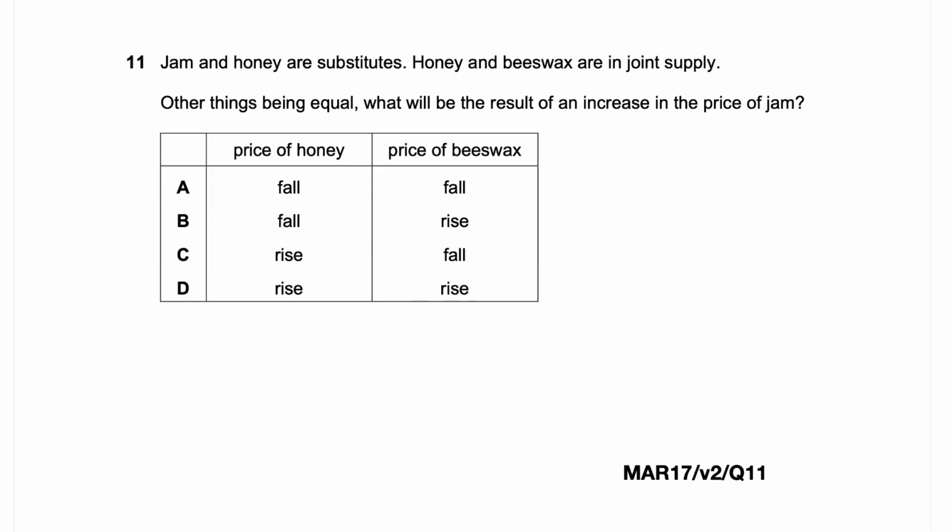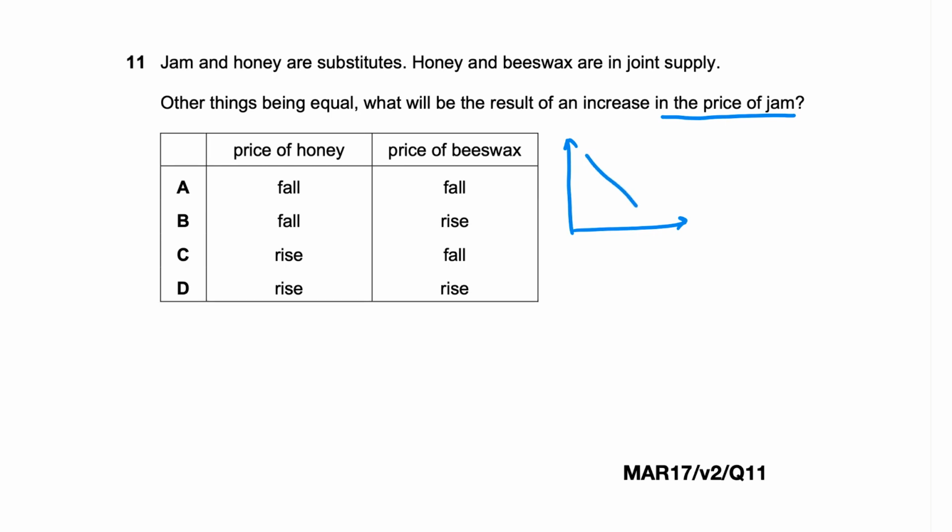In this question, they give an example of joint supply. They say jam and honey are substitutes. Honey and beeswax are in joint supply. Other things being equal, what will be the result of an increase in the price of jam? We'll do this in detail in a later discussion, but if the price of jam goes up, there is a possibility of a rise in the demand for honey, given that honey and jam are substitutes for each other. So demand for honey will go up.